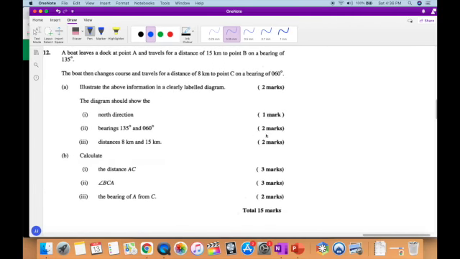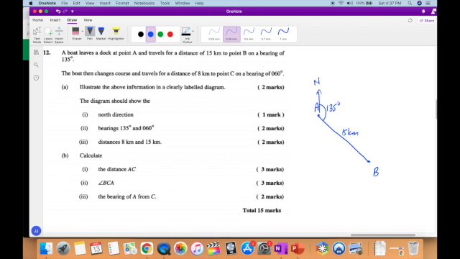A boat leaves A. So I'll put the point A. And travels, let me put my north line in. And travels a distance of 50 kilometers to point B at a bearing of 135 degrees. So if this is 90, 135 might be here, so the point B. So therefore this is 135 degrees from the north line. They give me the distance of this as 15 kilometers.